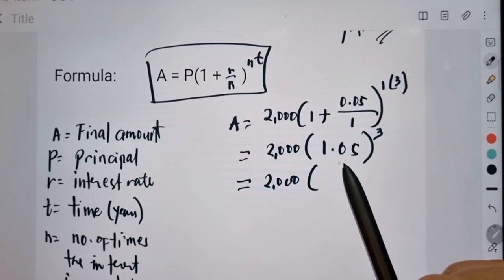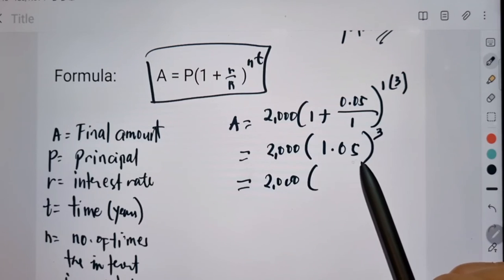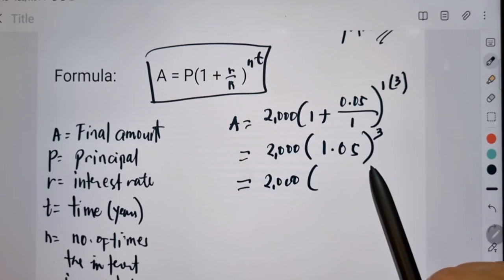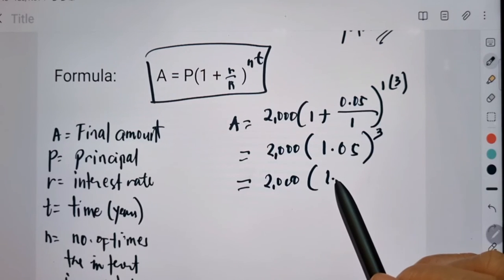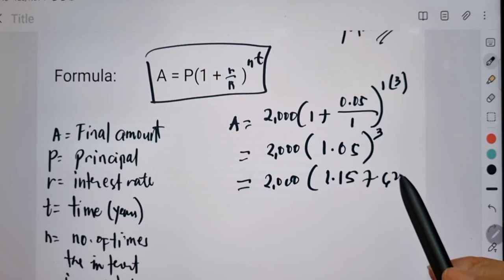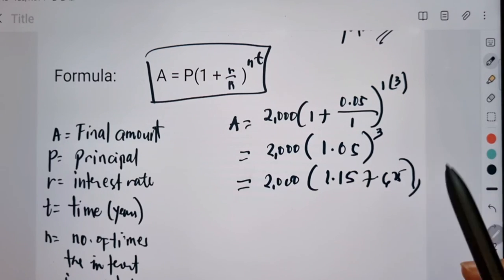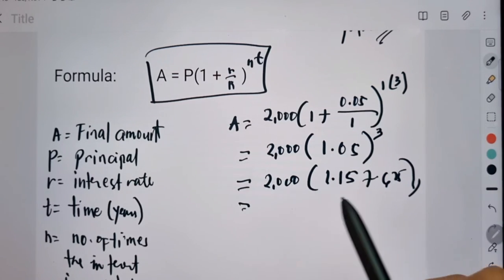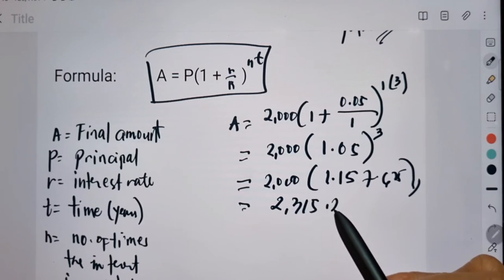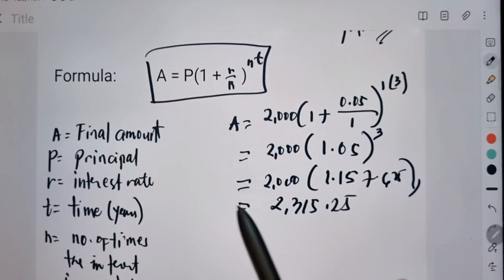Pero kung allow ka dito gumamit ng calculator, ipipress mo lang yung 1.05, then exponent na 3, then saka mo i-multiply. Kasi dito, ang sagot dito maging 1.157625, something like that. Okay? Then, pag i-multiply mo na dito yan, magiging 2,315.25. Okay? So, diretso na.